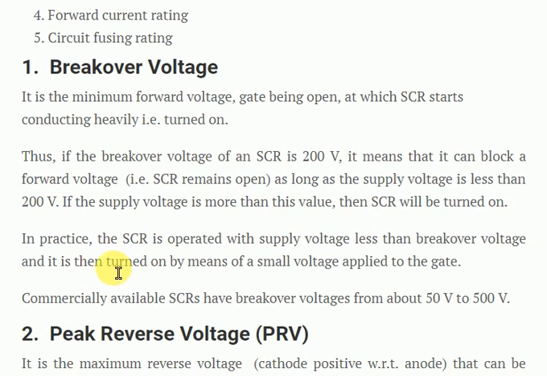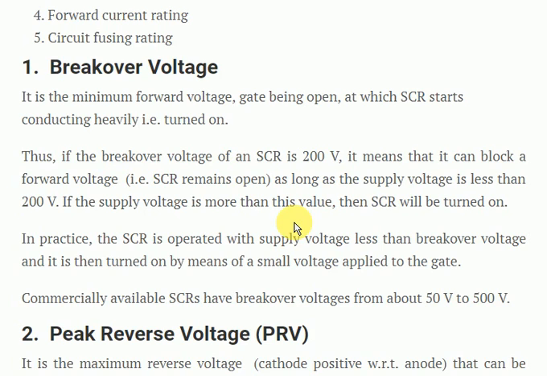In practice, the SCR is operated with a supply voltage less than the breakover voltage. It is turned on by means of a small voltage applied to the gate. Commercially available SCR breakover voltage is 50 to 500 volt. I want to explain that when the gate is open, the minimum required voltage to turn on the SCR is known as breakover voltage.